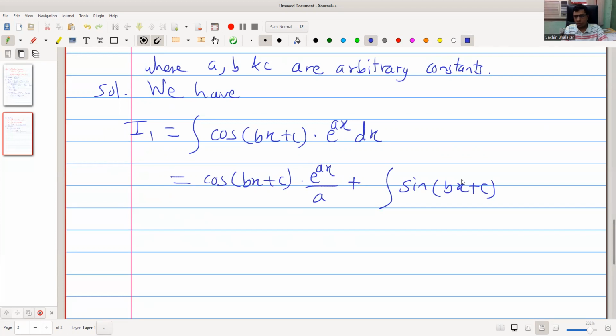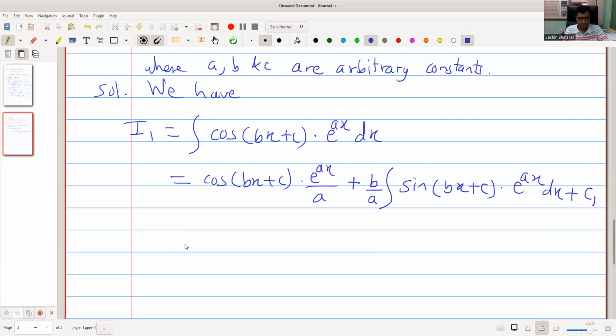By chain rule, the derivative of bx plus c will also be there, so it is simply b. So I'm writing b outside, it is constant. Okay, so the integral of the second is e raised to x divided by a. A is constant, so I am writing outside. So b by a dx plus some arbitrary constant, I am writing c1.